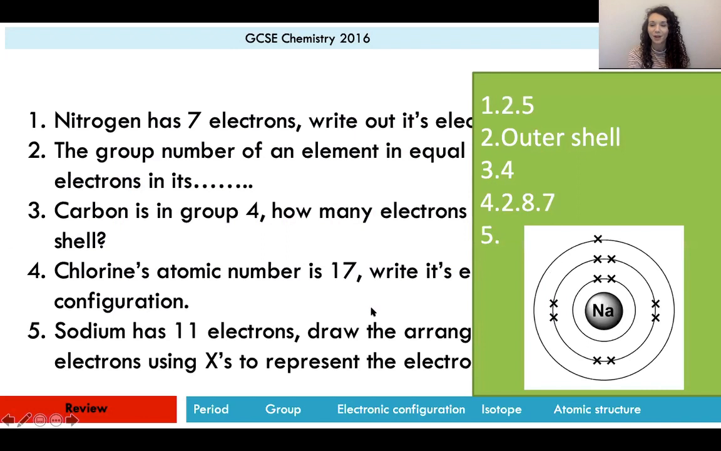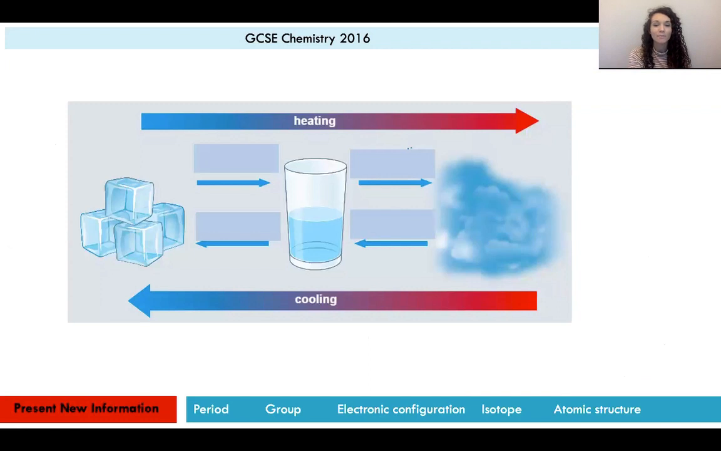Well done. So pause now if you need to just mark those for a moment and give yourself a mark out of 5. If you didn't score too well, don't panic. What you can do is use BBC Bitesize to go and revise atomic number in the periodic table and electronic configuration, and then maybe take the quiz again, see if you can get a better mark. All right. So moving on then to states of matter.